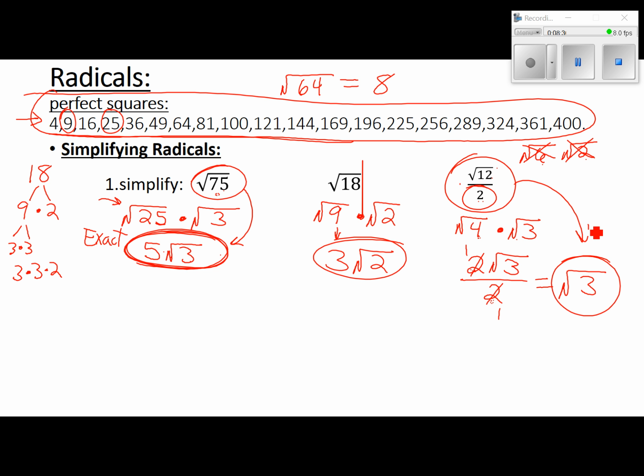So there, on these kind, you're looking, and that's one of the things with simplifying. There's many, many different ways to simplify with radicals, and we're going to talk about a couple others. But you're looking for a perfect square number that will divide evenly into the number that's under your radical.